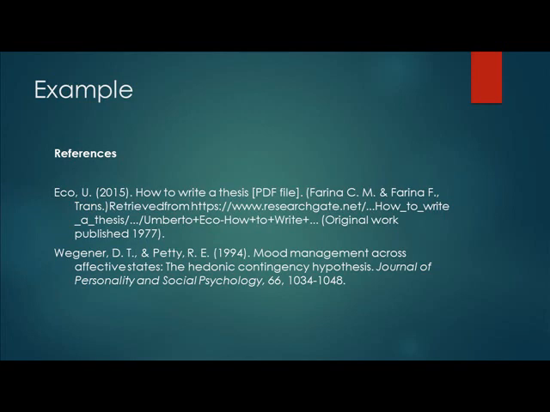Where did you get it? And then if you can find it, you put in "original work was published in 1977." It's basically how it can look. All right? And then below, in alphabetical order, Eco, the E, comes before the W in Wenyer, or however they would pronounce that, I'm not entirely sure. And then you write it like that.